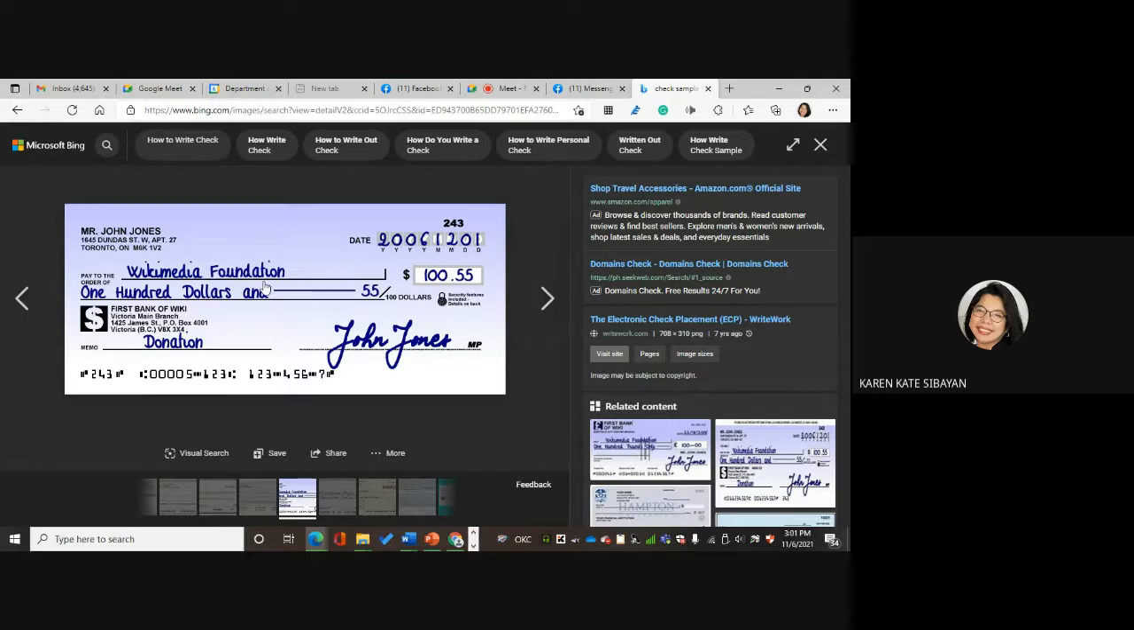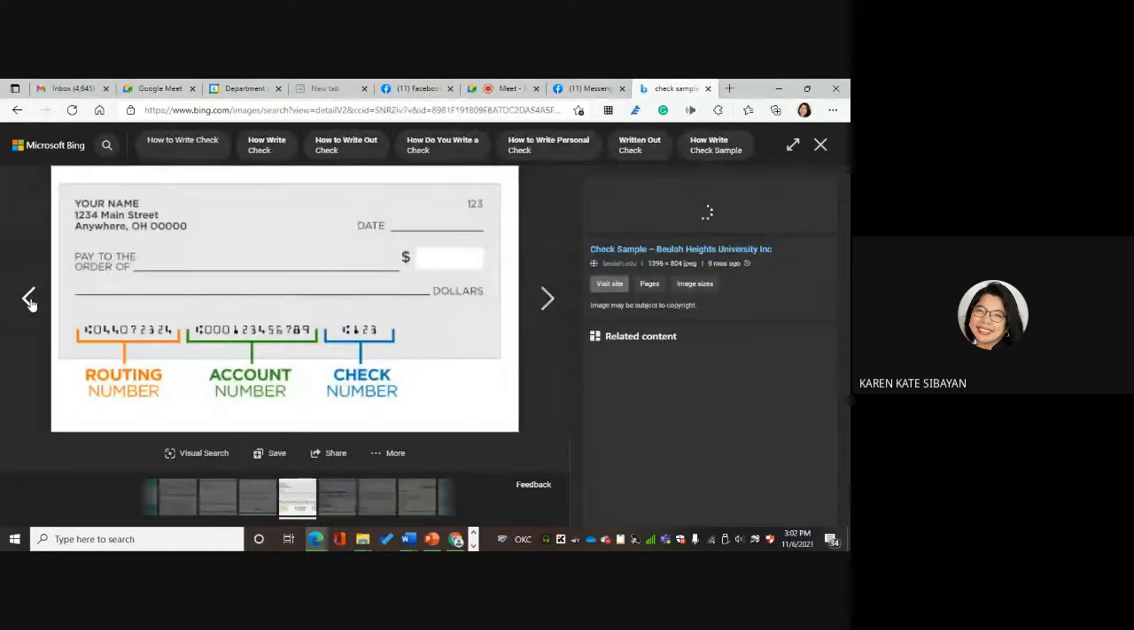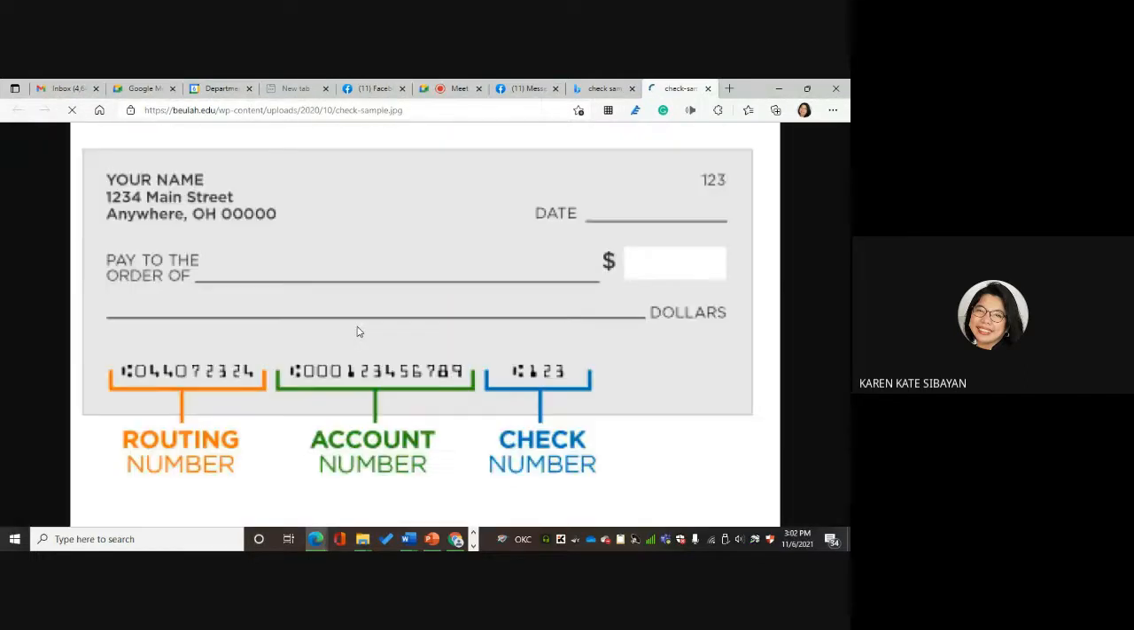Okay, nasan yung check number? 243. Ayan. Ito ang check number. Ayan. So, these are the account number. Ito palang check number. Sorry, mali ako. This is the check number. Ayan.